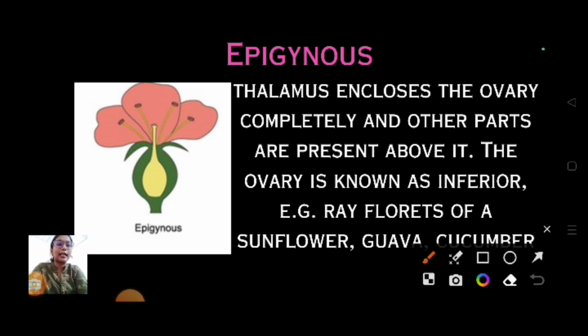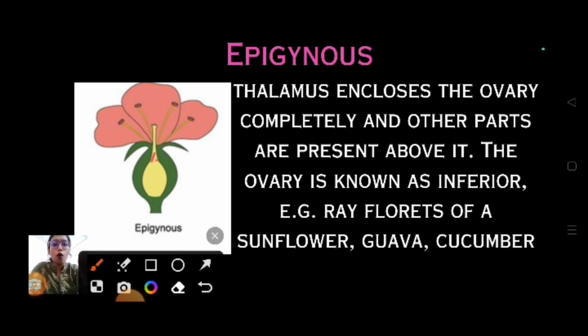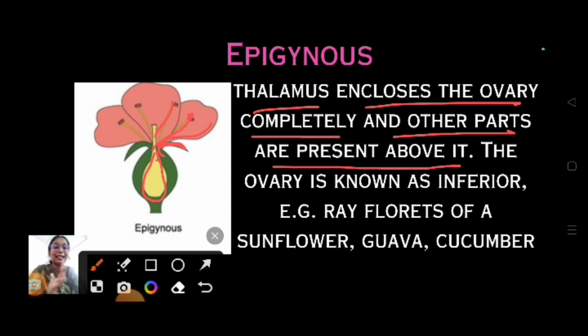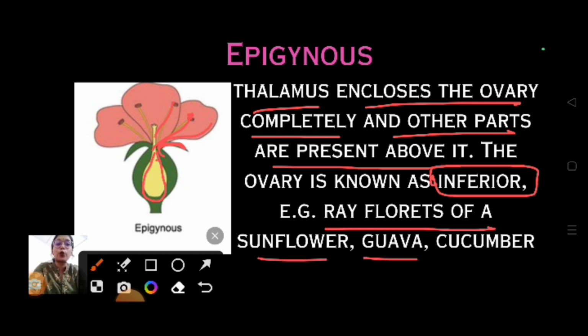Okay, then the last one we'll see epigynous. In case of epigynous type, we can see the ovary is at the bottom and the rest of the part, the calyx, corolla, Androecium is at the top of the ovary. Okay, let's see. Thalamus encloses the ovary completely and other parts are present above it. So the thalamus is covering all the part of the ovary and the rest of the part is at the top of the ovary. Okay, here the ovary is called the inferior ovary. Okay, for example, you can see this type of ovary in case of ray floret of sunflower, guava, cucumber, etc. Is it clear?